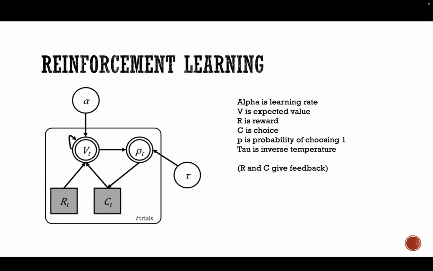That was it for the memory model. Very briefly, what if we wanted to code the reinforcement learning? We have a reward and we have a choice. We have a value and we have a probability of choosing one. We have a learning rate and we have a tau. This is how we could represent it.